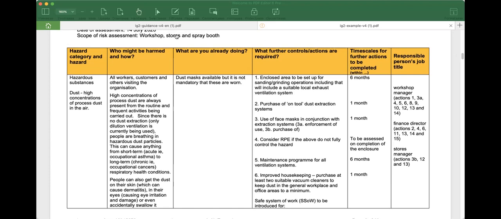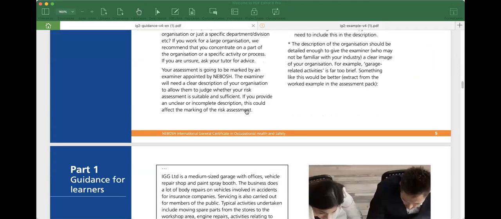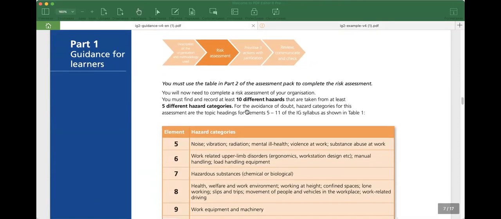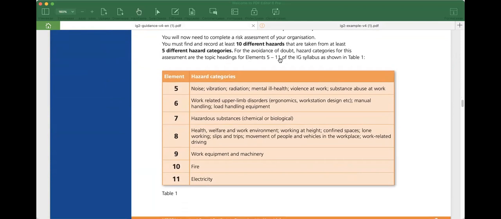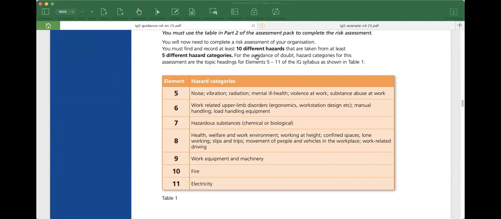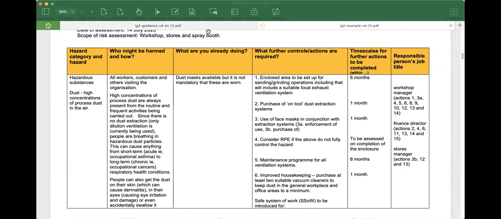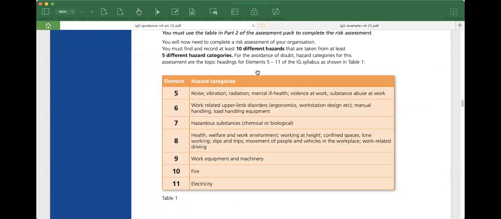This is a very important section. You need to understand this for the risk assessment. In the guidance document, you can clearly see that in the risk assessment part, you are required to produce 10 different hazards, not the same hazards. As you can see very clearly, 10 different hazards from 5 different hazard categories.